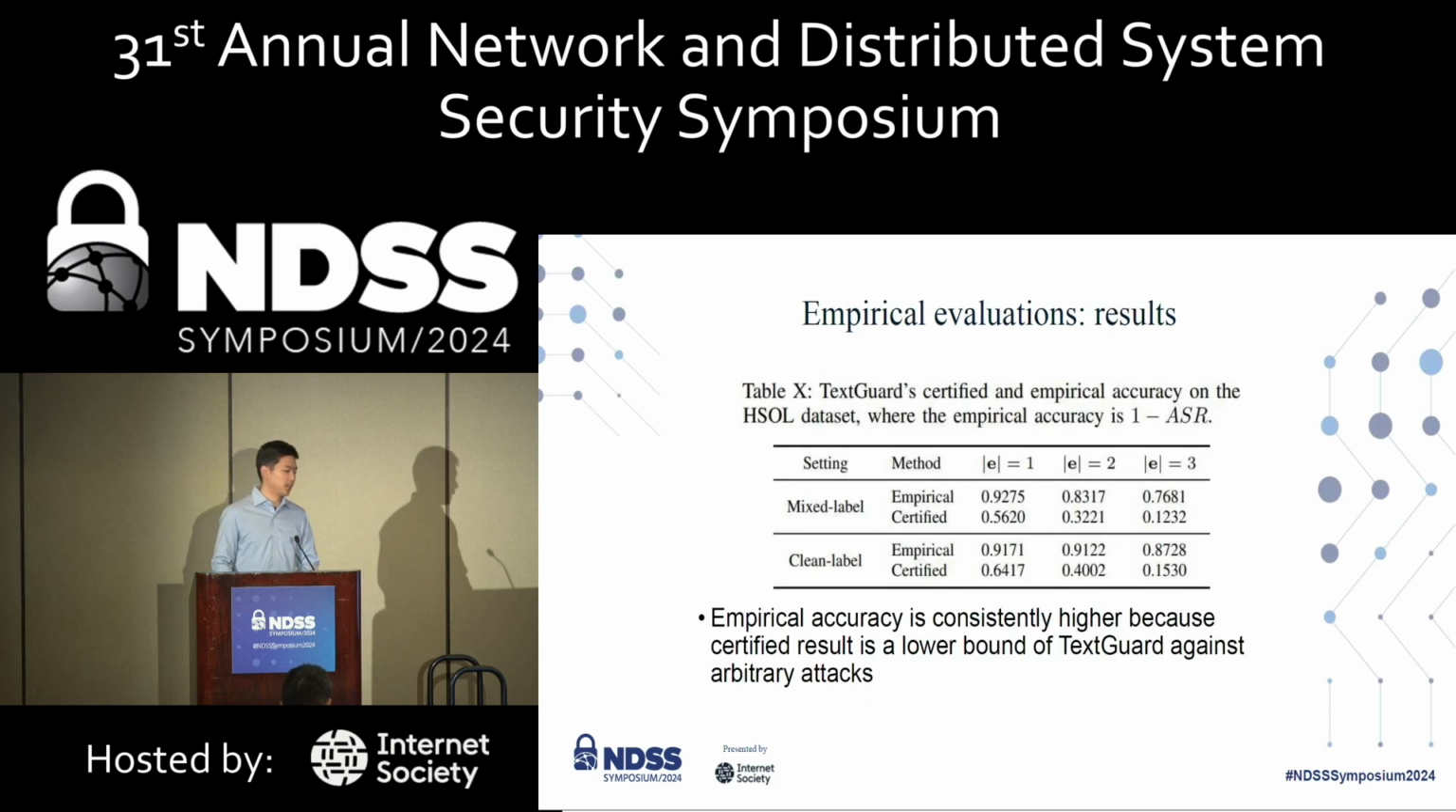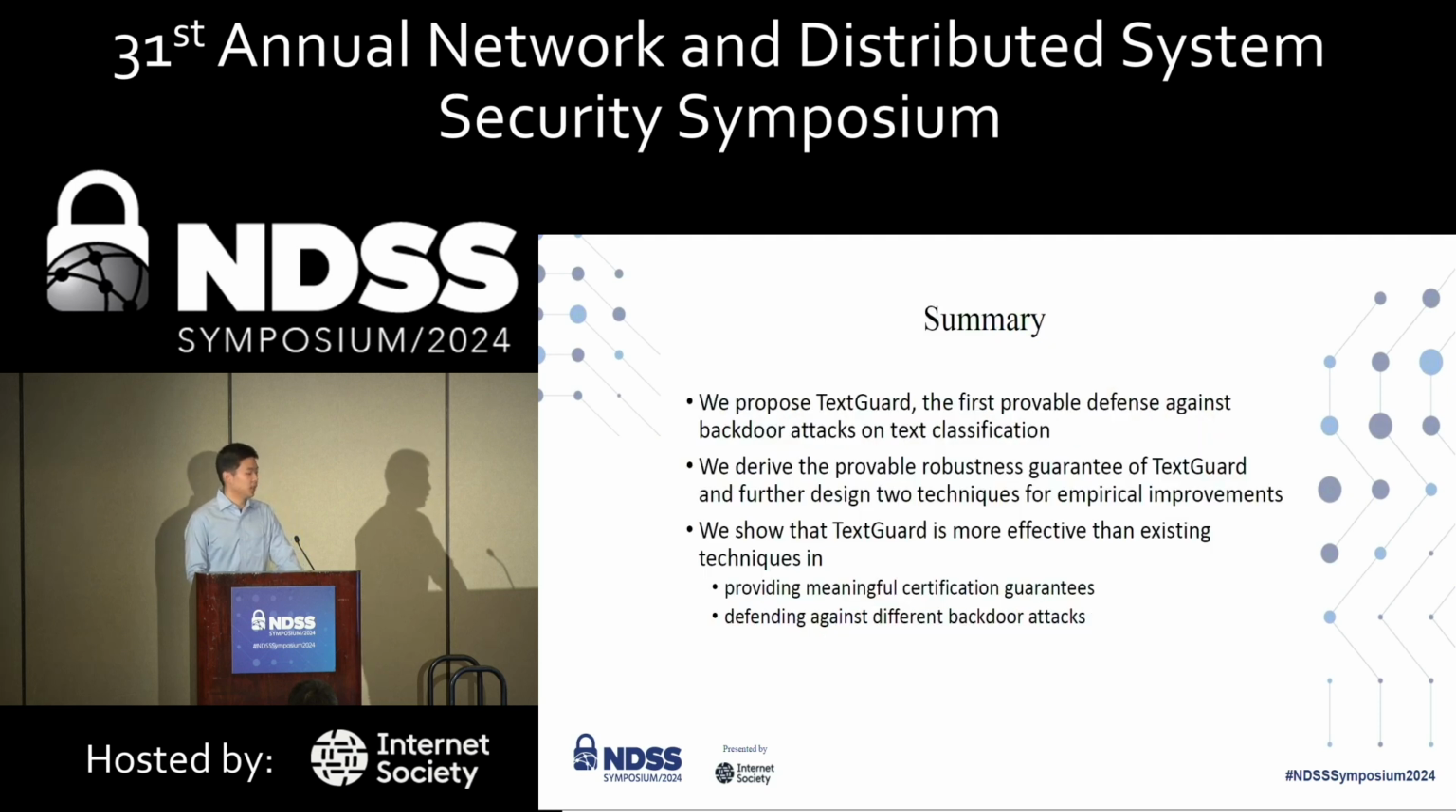Finally, we draw a connection between our method's certified and empirical accuracy on the toxic detection dataset. As you can see, the empirical accuracy is consistently higher because the certified result is the lower bound of our method against arbitrary attacks. So in summary, we propose TextGuard, the first provable defense against backdoor attacks on text classification.